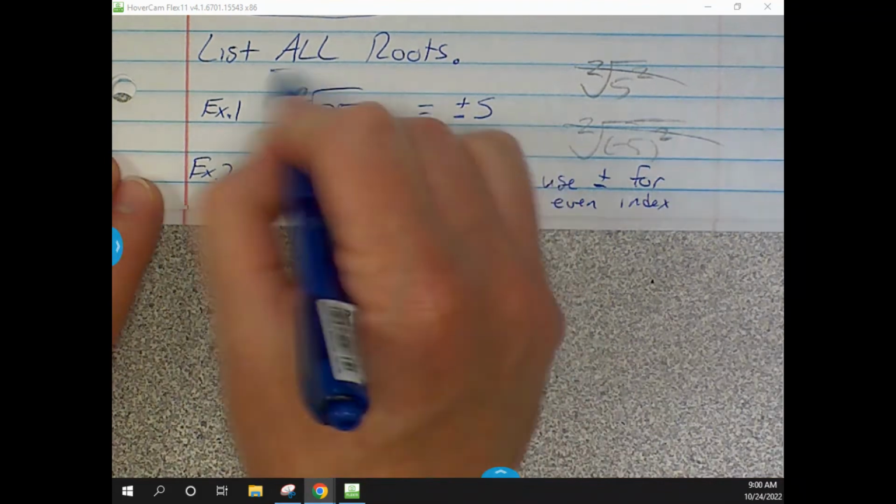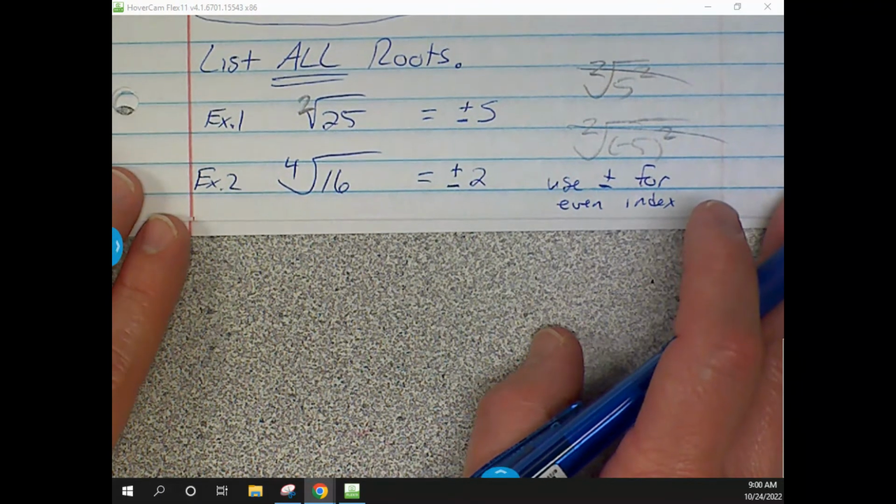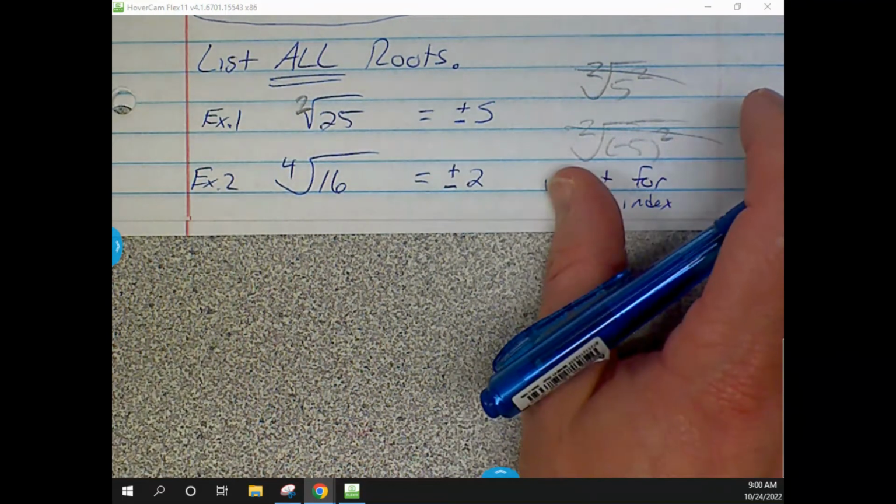Now, that's if it says list all the roots, because in a little bit we're going to change it to where we're just going to list the root, and then we're looking for one answer. This one's saying list all roots, so they're basically saying there could be more than one correct answer for this one. In a little bit, it's going to be list the root, the solution. So then we're looking for one answer, and we don't have to worry about the whole plus or minus.